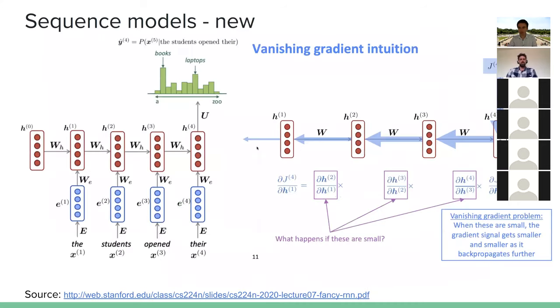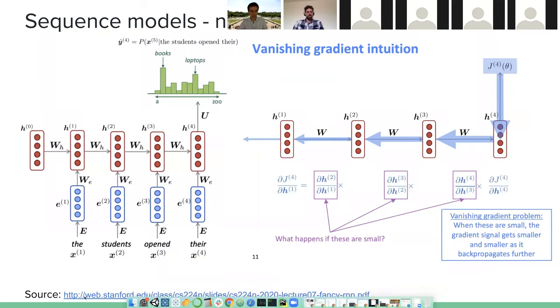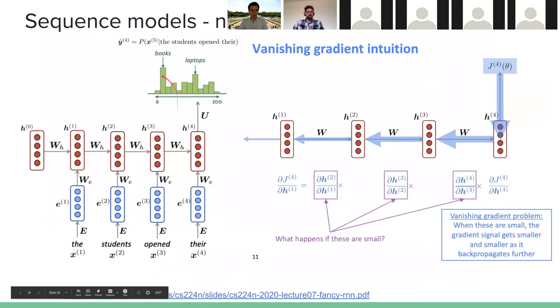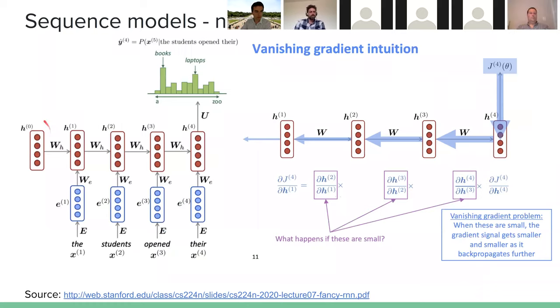So let me move our pointer here. In our sequence models, in this case a simple recurrent neural network, we have an initial state at 0. It's called the hidden state. Basically, the goal of training is to find the matrix Wh. There's also another matrix here for the input, We, and another one for the output.